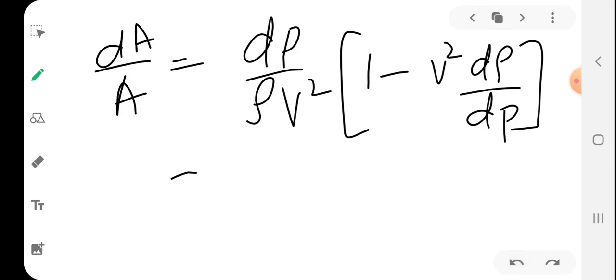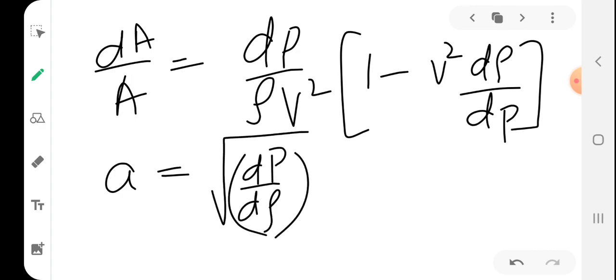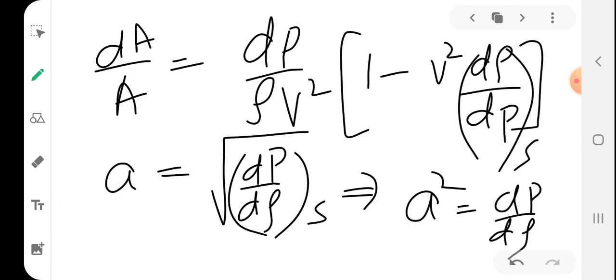You have already studied the equation for acoustic velocity. The equation is nothing but root of dp by d rho at constant entropy, right? Since our process is isentropic, this will be at constant entropy itself. So this gave d rho by dp, or a square is nothing but dp by d rho. So d rho by dp will be 1 by a square.